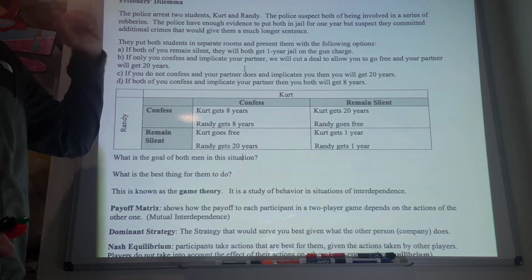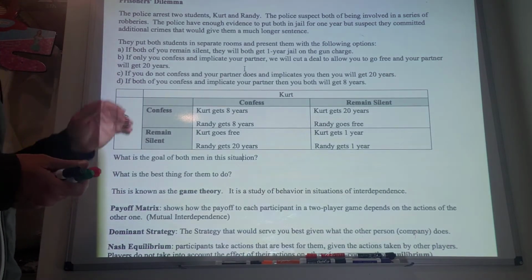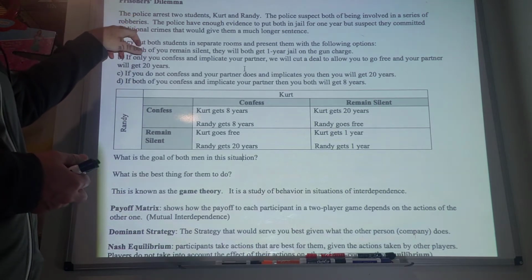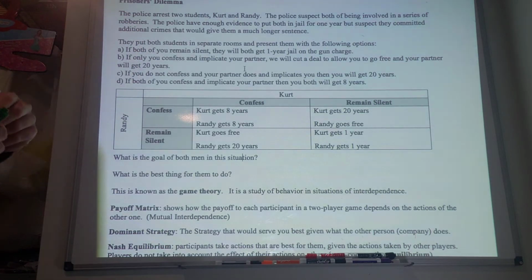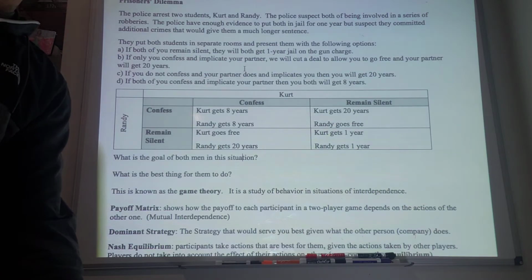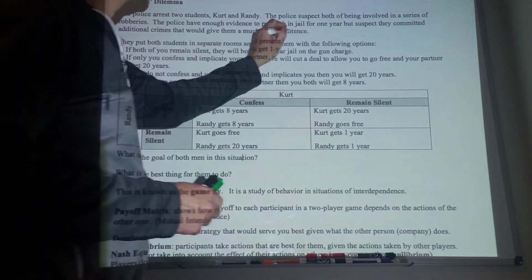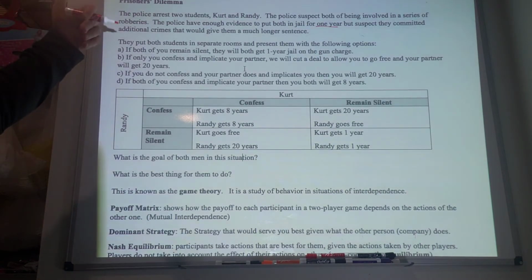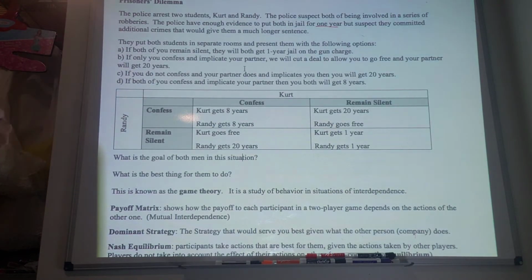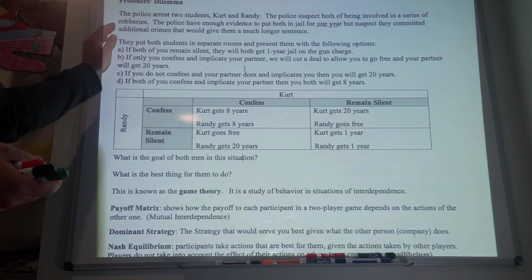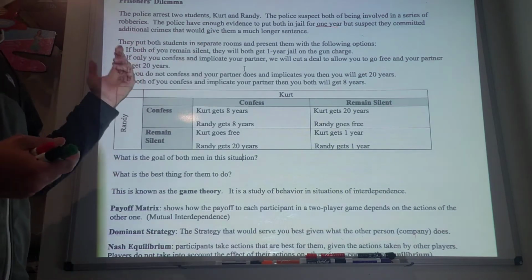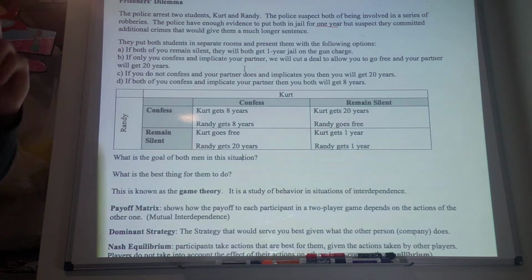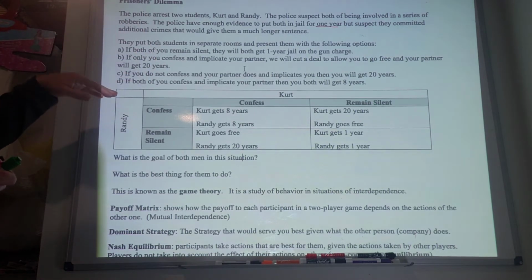All right, so let's get through this. Prisoner's dilemma, the classic game theory, the classic oligopoly example. Police arrest two students, Kurt and Randy. They suspect both of being involved in a series of robberies. They have enough evidence to put both in jail for 1 year. All right, so they know they can put them in jail for 1 year with what they already have, but they think they did other things that'll give them a much longer sentence, but don't have enough evidence right now for that. So they put them both in separate rooms, like police tend to do, and they give them the following options. Each man has 2 options, which lead to 4 possibilities.